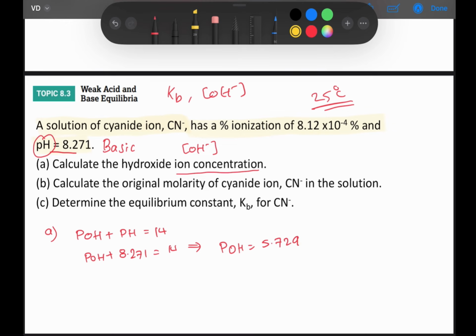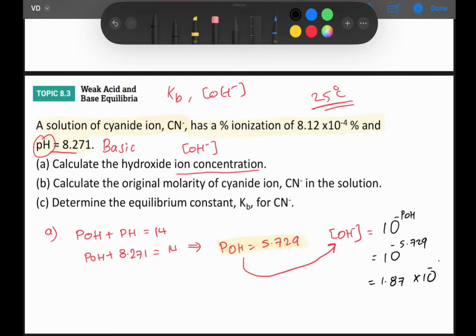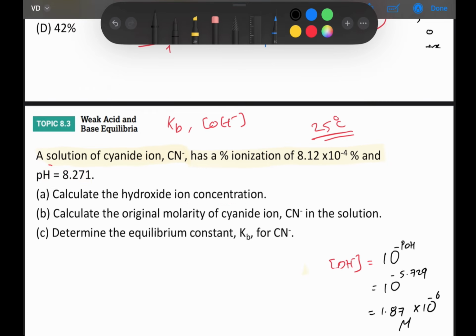But the question is asking you to calculate the concentration of hydroxide, not the pOH. So in order to change the pOH into hydroxide ion, you have to take the antilog, which is 10 to the power negative pOH. That's why it's equal to 10 to the negative 5.729. And the answer is 1.87 times 10 to the power negative 6 molar. The concentration of OH is equal to 1.87 times 10 to the power negative 6 molar.